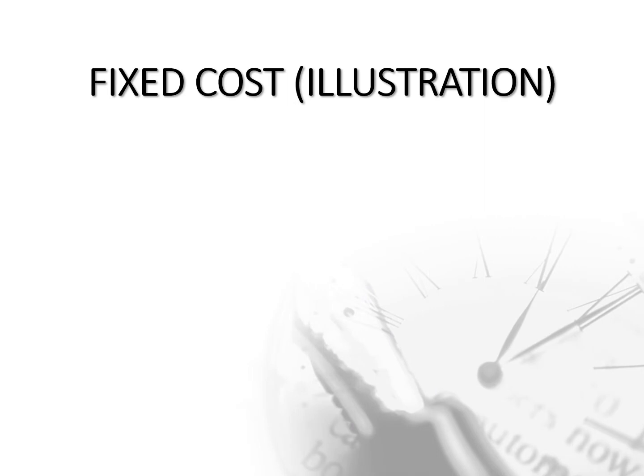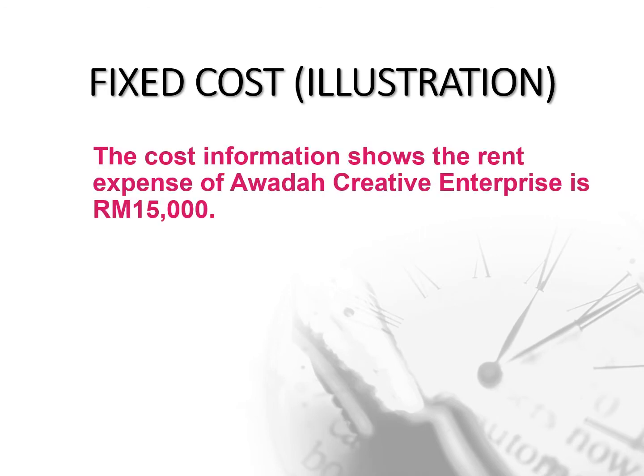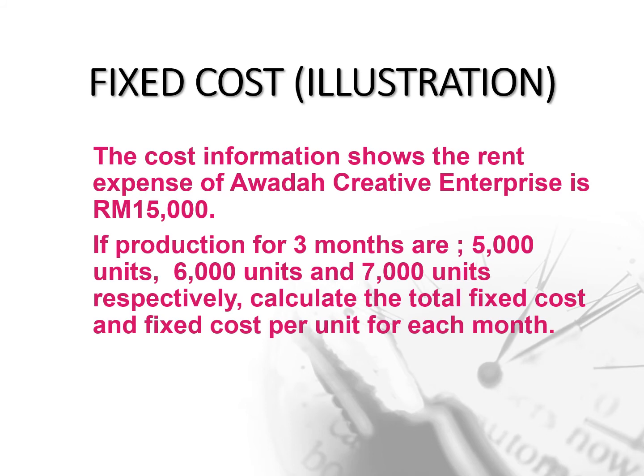Now, we see the illustration of fixed costs. The cost information shows the rent expense of Awadah Creative Enterprise is 15,000. If production for 3 months are 5,000 units, 6,000 units, and 7,000 units respectively, calculate the total fixed cost and fixed cost per unit for each month.